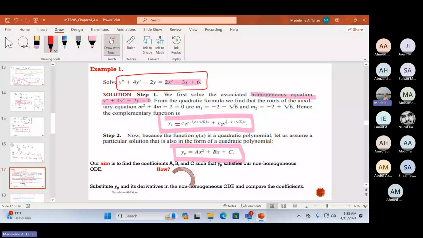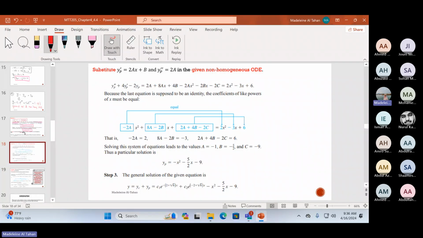How many variables do we have? Three. So how many equations? Three. Okay. What do we need to compare here? The coefficients of x squared, the coefficient of x, and the constant. We will get 3 equations with 3 unknowns. Solving it using the calculator, we will get the values of A, B, and C.